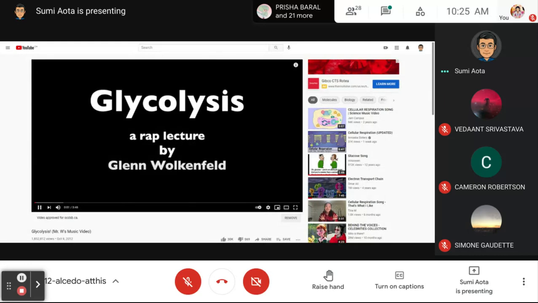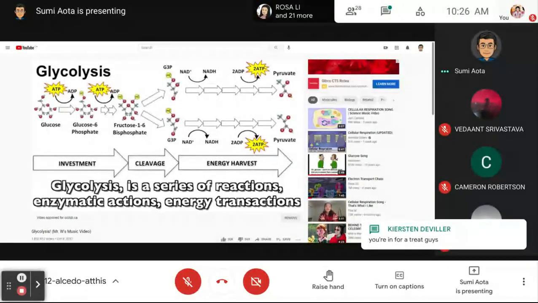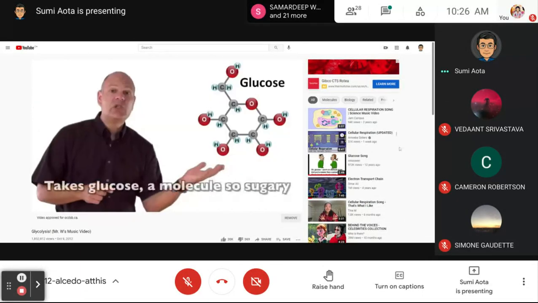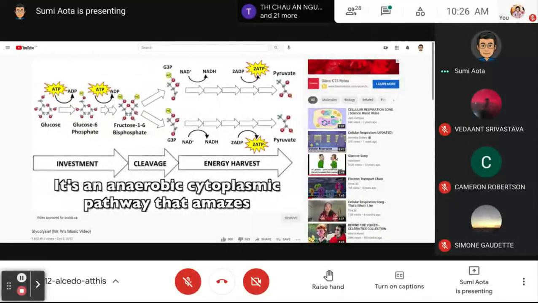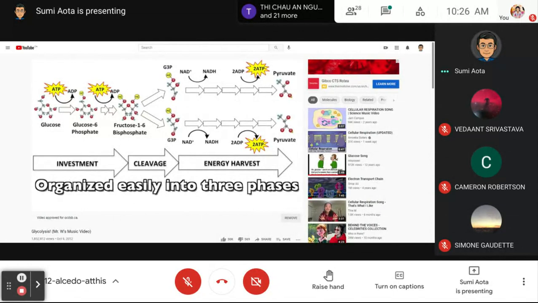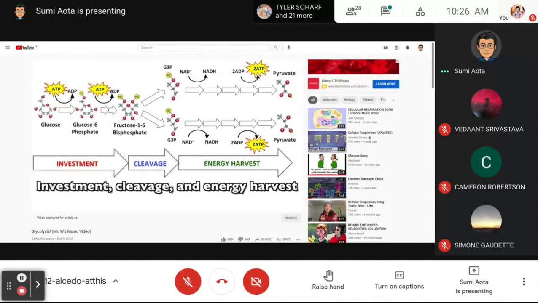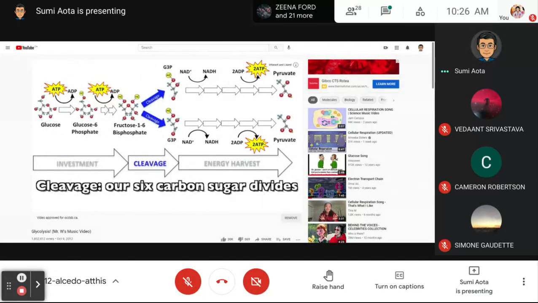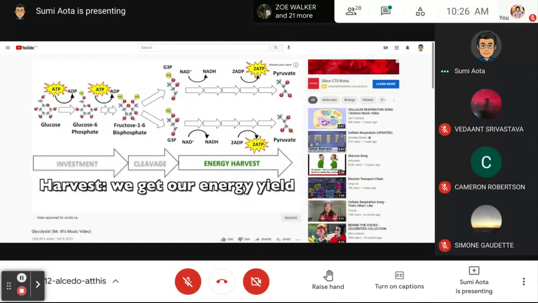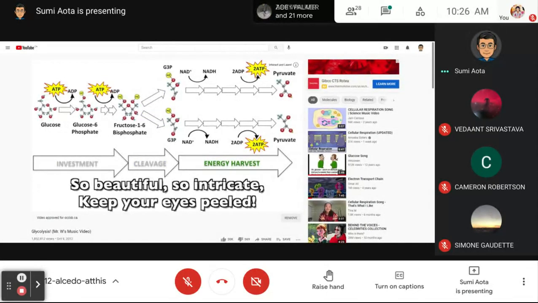Hey, sugar. Come on over here, sweetie. Let's break it down. Glycolysis is a series of reactions, enzymatic actions, energy transactions. Takes glucose, a molecule of sugar, breaks it down to NADH and ATP. It's an anaerobic cytoplasmic pathway that amazes. Organized easily into 3 phases: investment, cleavage, and energy harvest. Tell me later which one you like best. Investment, activation, energy supplied. Cleavage, our 6 carbon sugar divides. Harvest, we get our energy yield. So beautiful, so intricate, keep your eyes peeled.